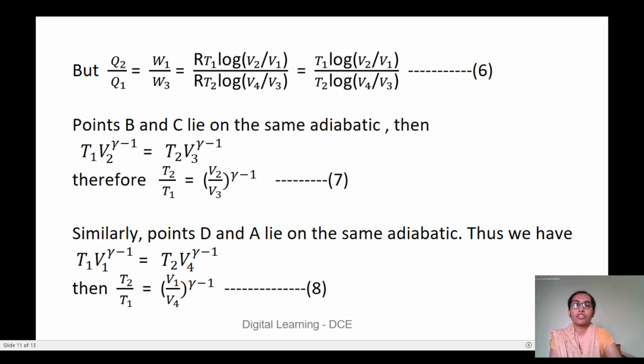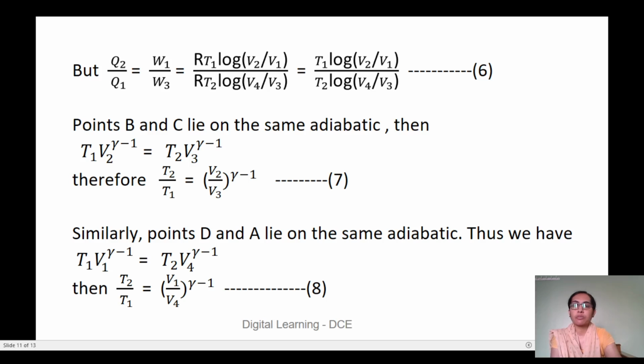Now substituting for W1 and W3, we have RT1 log V2 by V1 and RT2 log V4 divided by V3. R gets cancelled. Finally we have T1 log V2 by V1 and T2 log V4 by V3. Now from the PV diagram, the points A, B and C lie on the same adiabatic. So the relation between temperature and volume in case of an adiabatic process is given by TV to the power of gamma minus 1 is equal to constant.